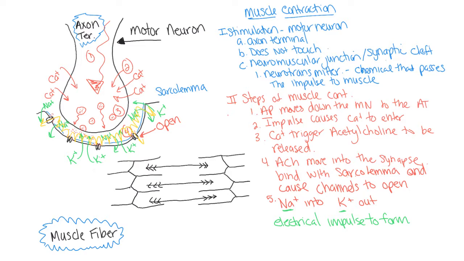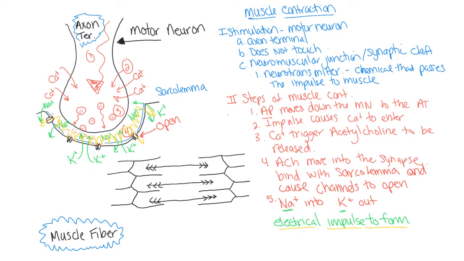So that's how my new electrical impulse is formed. That's how we pass it from our axon terminal into our muscle. We go through those first 5 steps to pass it. Once we get to that sodium and potassium switching, our new electrical impulse forms.